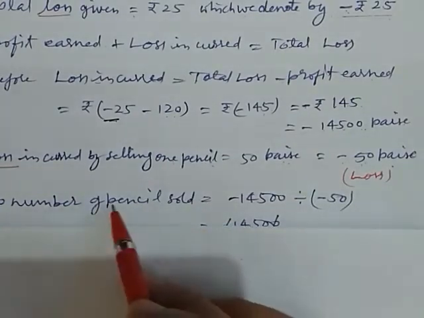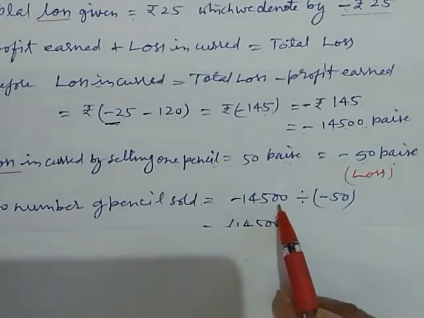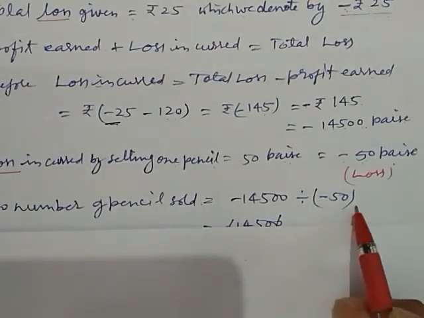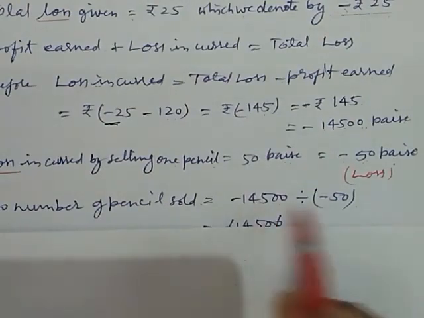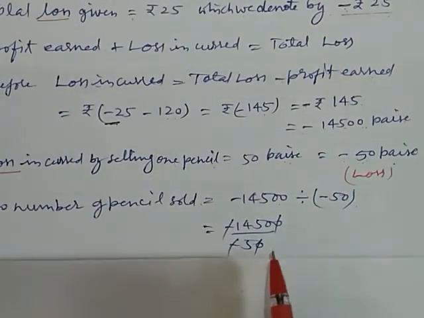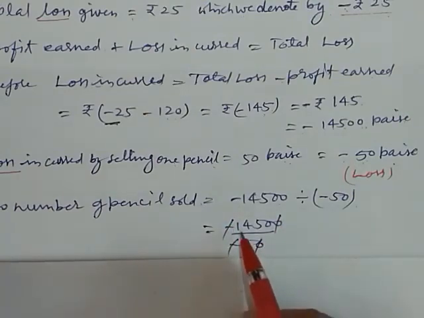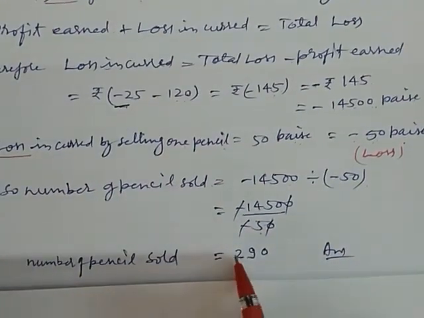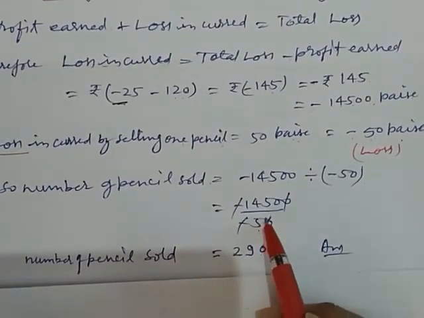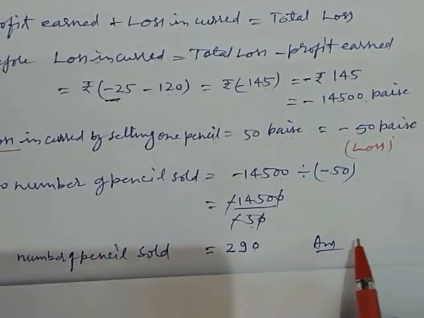So by dividing this by this, we get the number of pencils. So number of pencils sold equals minus 14,500 divided by minus 50. This negative and negative sign cancel out, and we divide just by this. Zero cancels by zero. 1450 divided by 5, we get the number of pencils sold, 290. By dividing this by 5, we get 290. Okay, this is our answer.